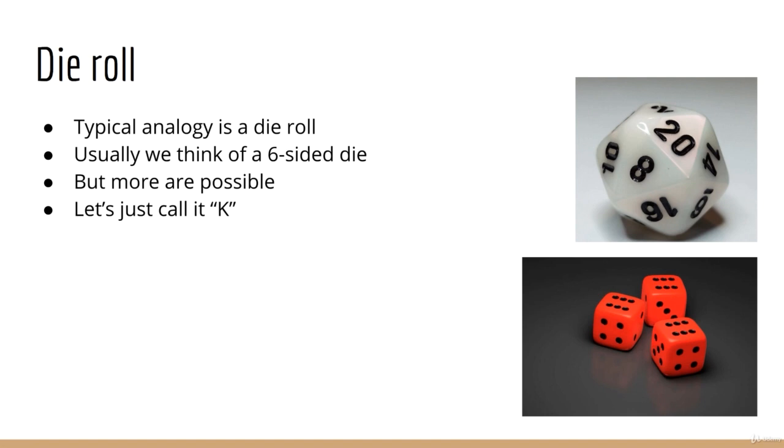The usual analogy for the categorical distribution is a die roll. So when you roll a die, there are 6 possible outcomes typically: 1, 2, 3, all the way up to 6. Of course, there are different kinds of dice where you may have even more possible outcomes. In general, we will refer to the number of possible outcomes as k.